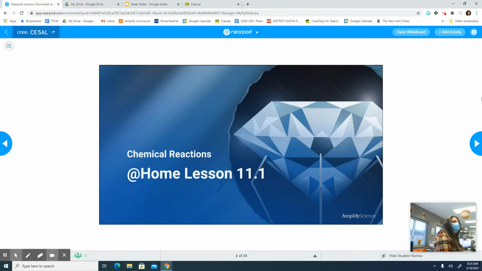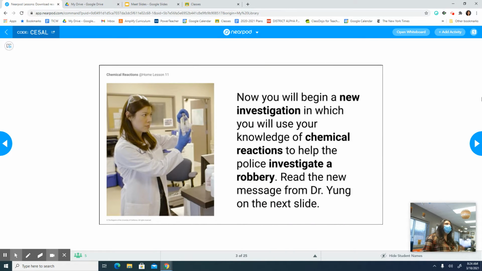All right, so 11.1, which is the first lesson of Chapter 4. Chapter 4 is just 2 or 3 lessons. It's short. So we're now going to begin a new investigation in which you will use your knowledge of chemical reactions, which are all those key concepts, to help police investigate a robbery.